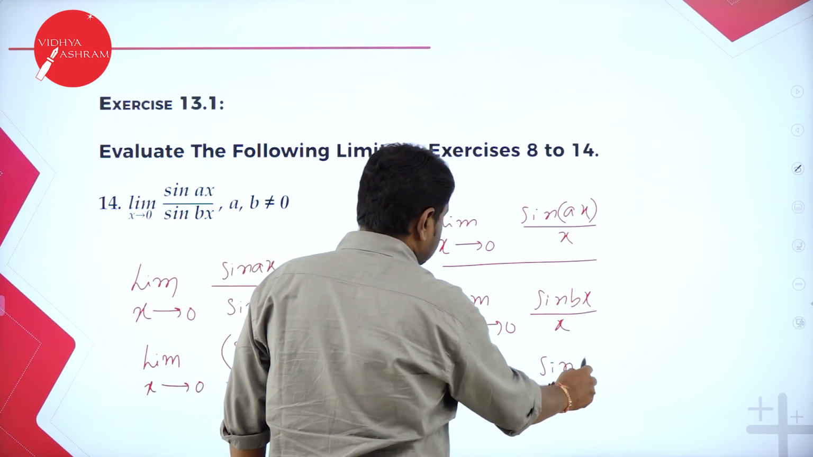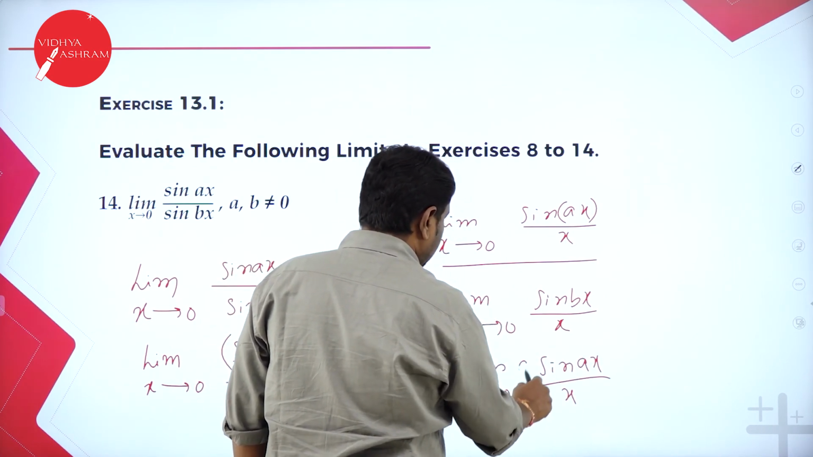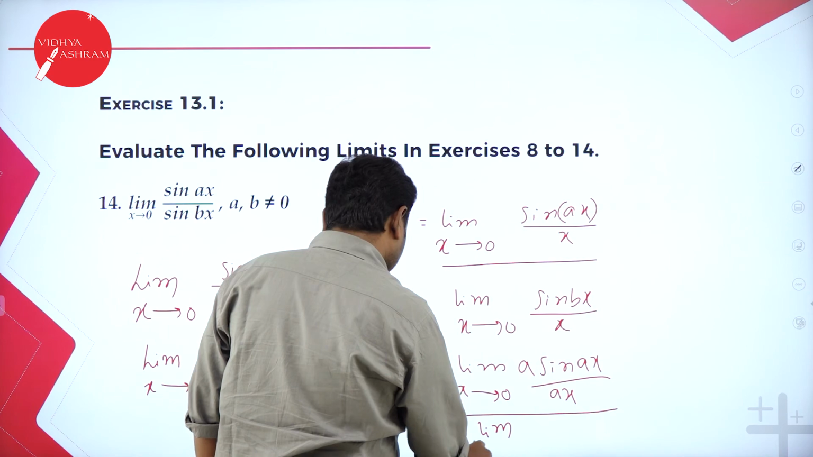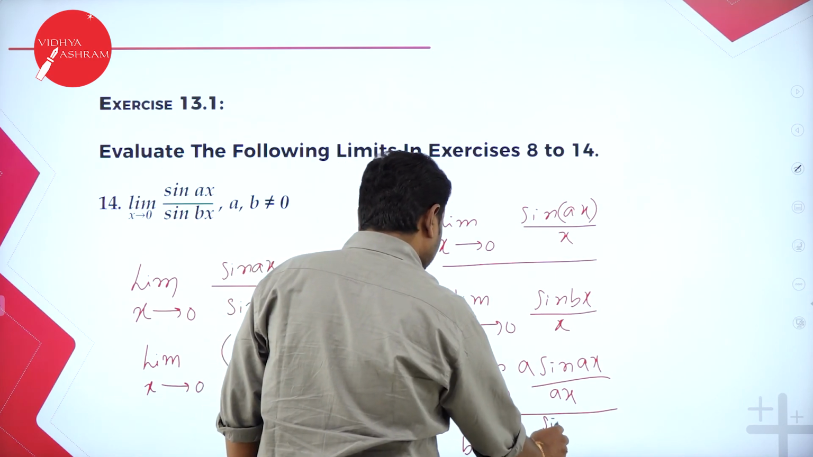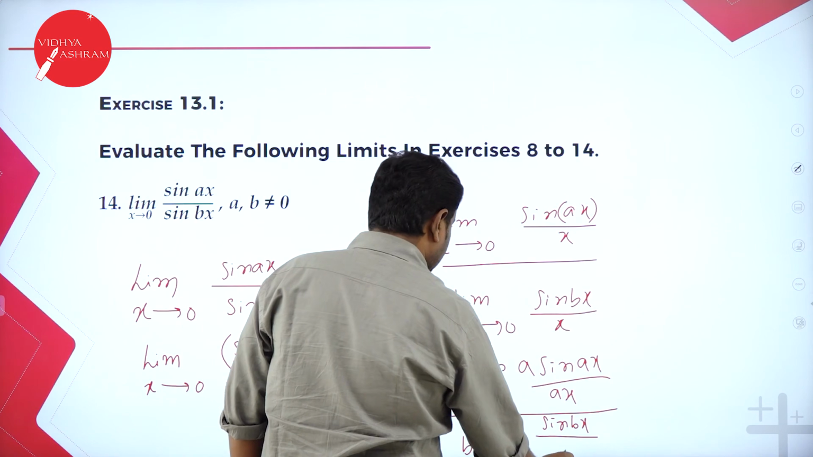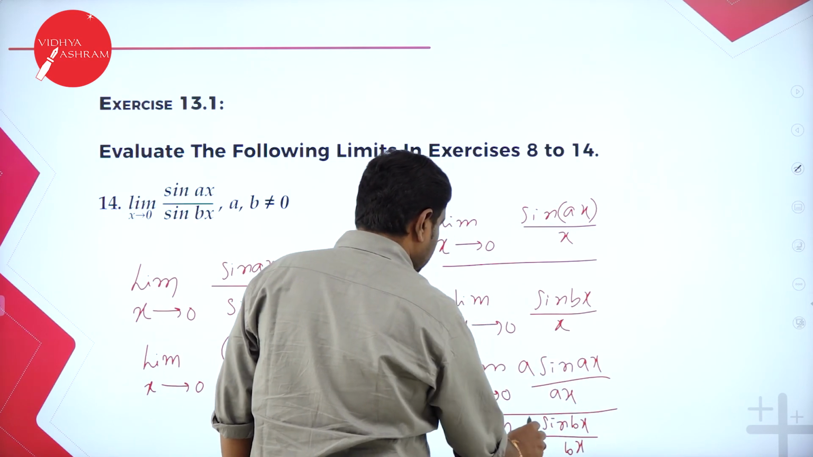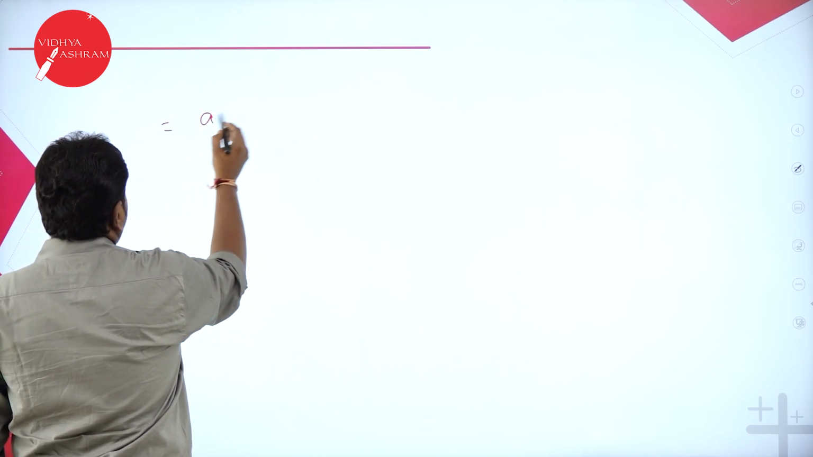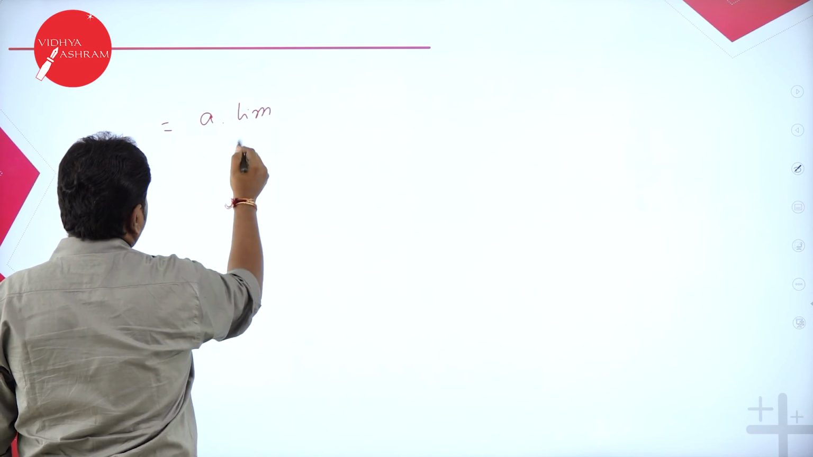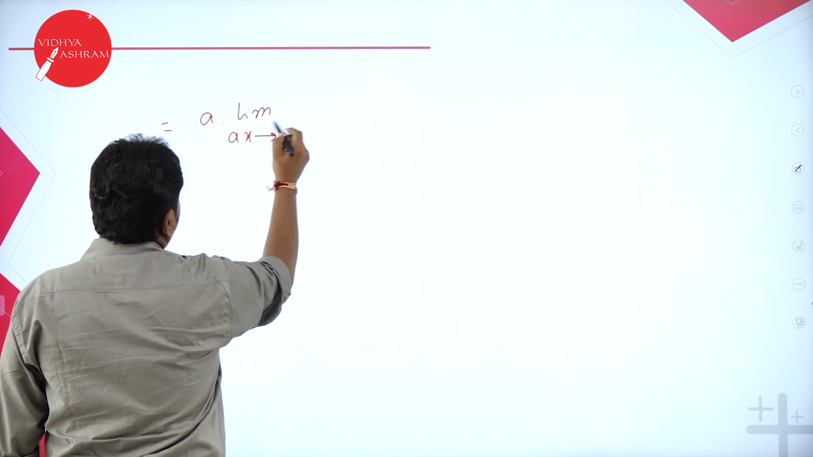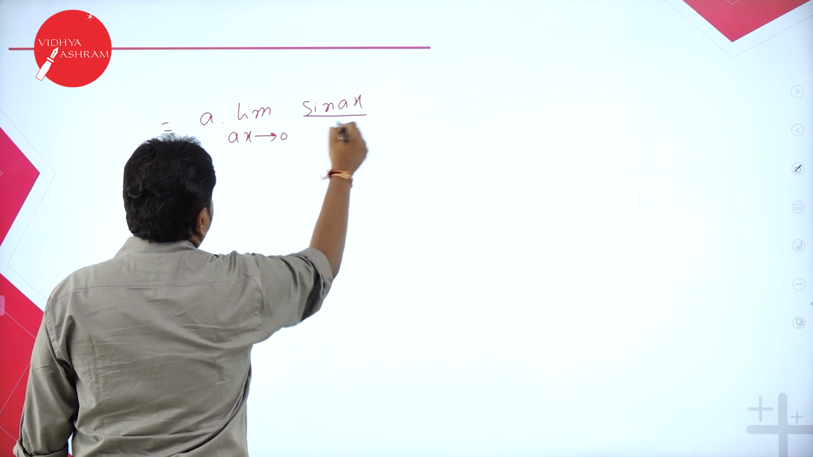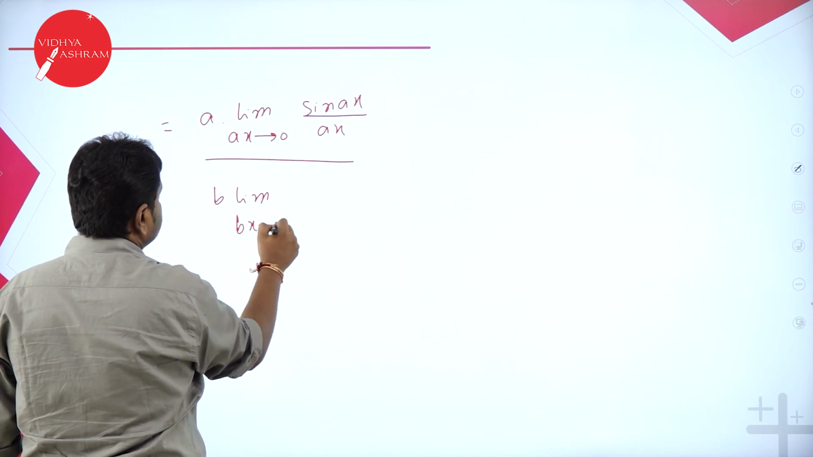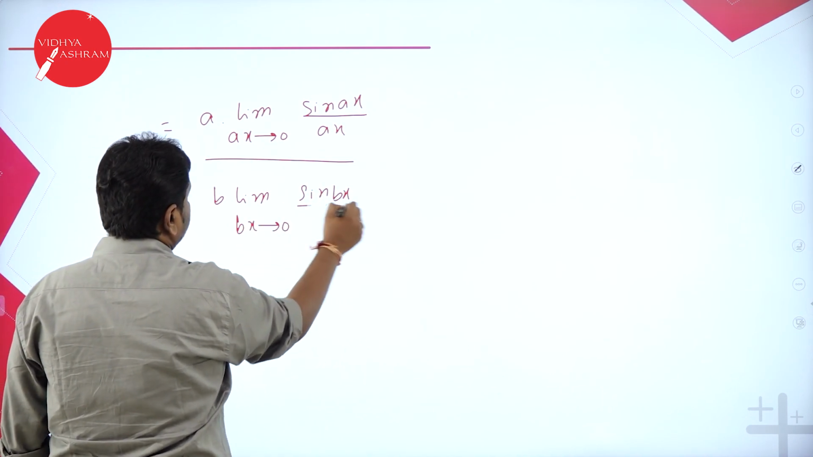Here sin ax is there and by x is there. Divide and multiply by a. Similarly, instead of x tends to 0, you can say bx tends to 0. Limit bx tends to 0. Introduce b. For sin bx, we have x here, so divide and multiply by b. In the numerator, you take a common and apply the limit for ax tends to 0 sin ax by ax. In the denominator, you take b out and apply the limit for bx tends to 0 sin bx by bx.